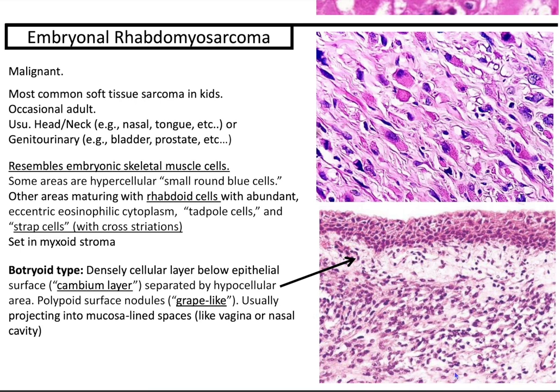And it's separated by hypocellular area, as you can see here. And it'll grow as polypoid surface nodules, which is grape-like and usually projecting into mucosal lined spaces like the vagina or nasal cavity. So it's called a cambium layer because cambium is a part of a layer of the tree, and the epithelium is supposed to resemble the bark. You have that hypocellular area, and then you have that hypercellular region.